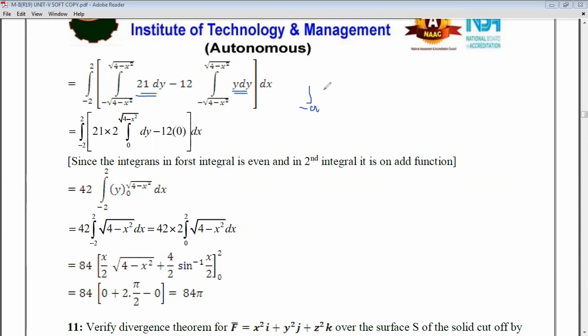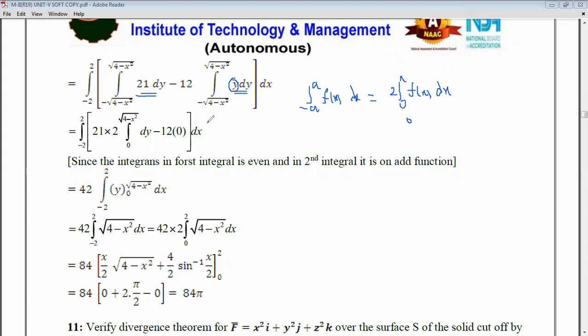The integral from minus a to a of f of x dx is equal to 2 into the integral from 0 to a of f of x dx if f of x is an even function, and 0 if f of x is an odd function. So a constant function is an even function, so we wrote 2 into the integral from 0 to square root of 4 minus x square of dy, minus 12 into this, which is obviously an odd function, right? Odd function means if we substitute minus y in place of y, we get minus f of y.